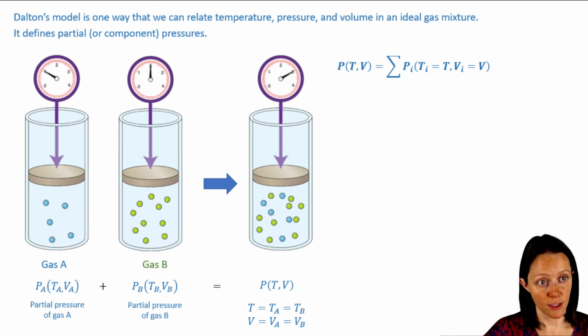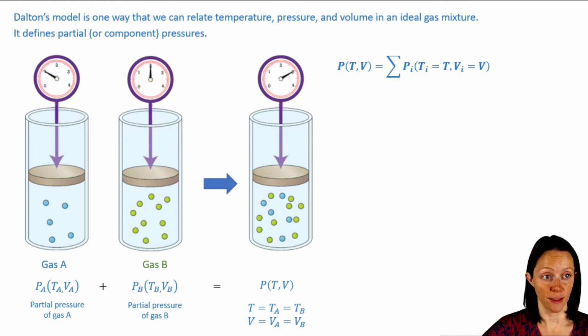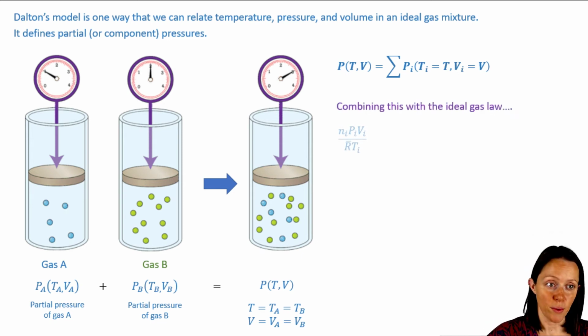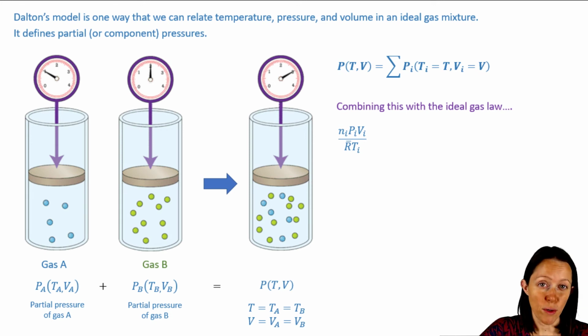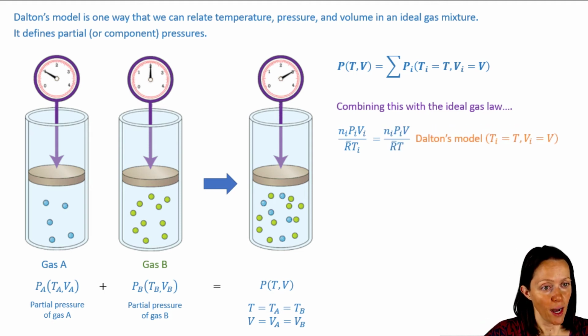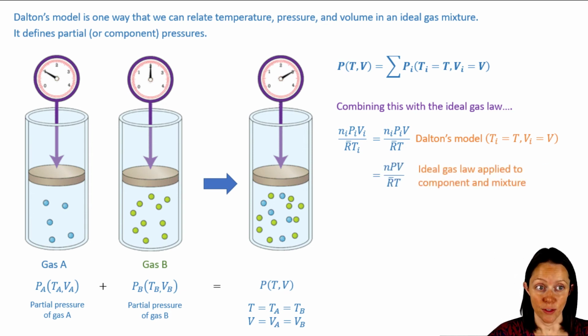It says the pressure of the mixture is equal to the sum of the component pressures, or the sum of the partial pressures, where the temperature and the volume are taken to be the same as the mixture. If I combine that with the ideal gas law, so here I've applied the ideal gas law to the components, and I've written it in terms of moles, and you'll see why in just a second. And then I also know, if I use Dalton's model, that the temperature and the volume of the component are equal to the temperature and the volume of the mixture, so I just drop those two subscripts. And then I apply the ideal gas law to the mixture.